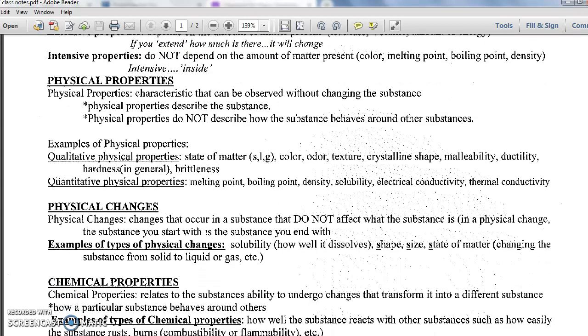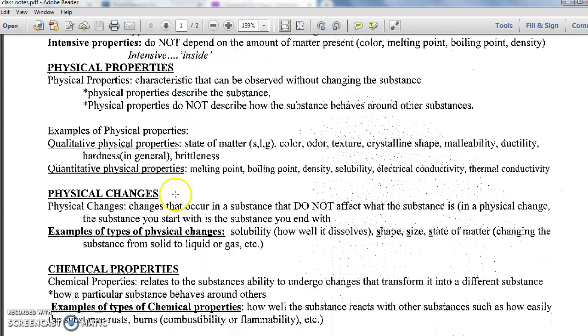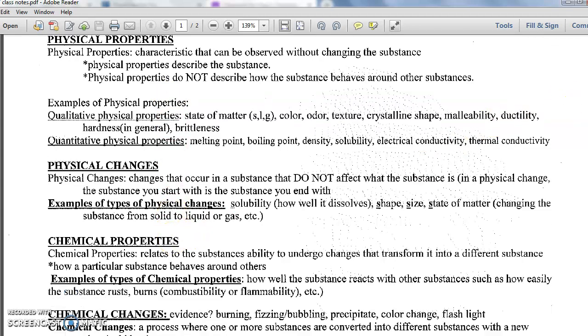Speaking of properties, we can classify them other ways as well. There are physical properties, and then there are chemical properties. Physical properties are things you can observe without changing the substance, without reacting with other substances to see how it's going to behave chemically. Chemical properties do relate to how it behaves chemically.